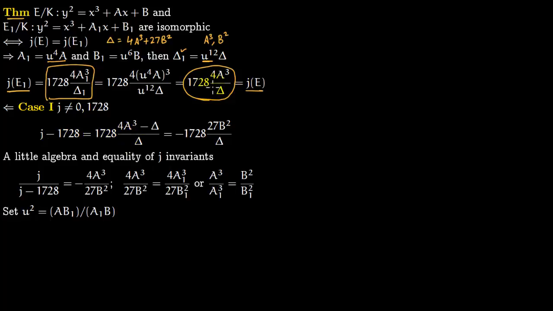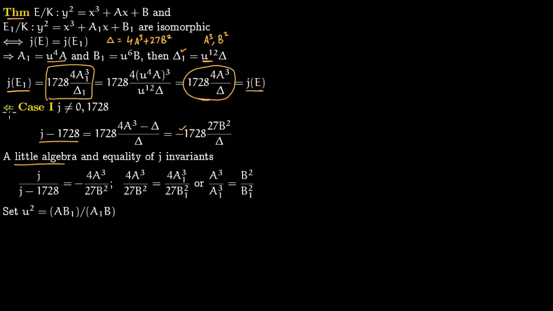You take 1728 outside as a common factor, and you have (4a cube minus delta) over delta. This delta we are taking as 4a cube minus 27b square. So this negative sign comes from a negative here. You get 27b square over delta. Now you do a little algebra. You make this as j over j minus 1728, and you get minus 4a cube over 27b square. This is what you get.